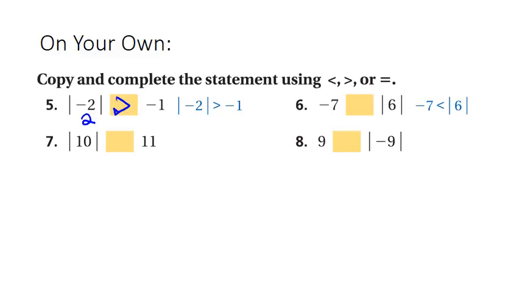Now, if you have trouble remembering that, we can always think of the alligator mouth, and it's always going to be eating the bigger one. So we're always going to have that open to the bigger one, and it's going to be turned away from the smaller one.